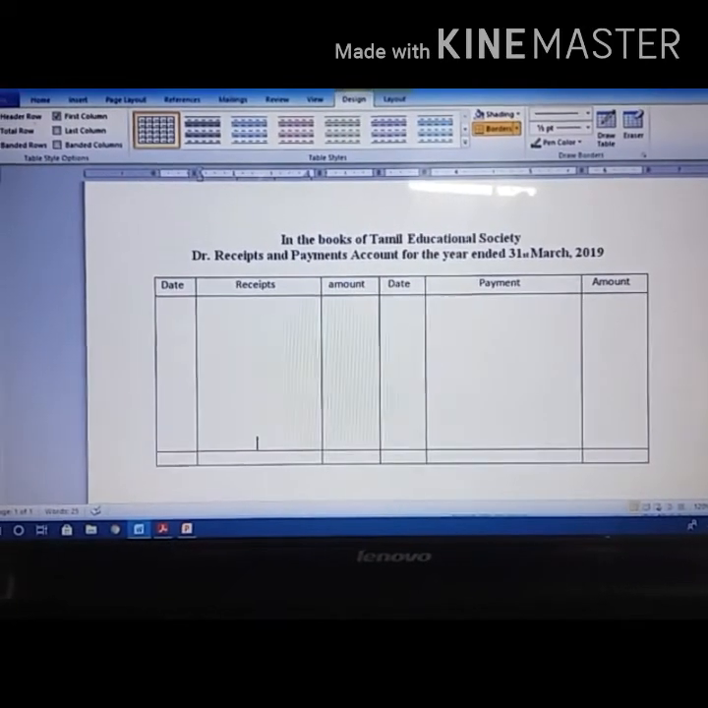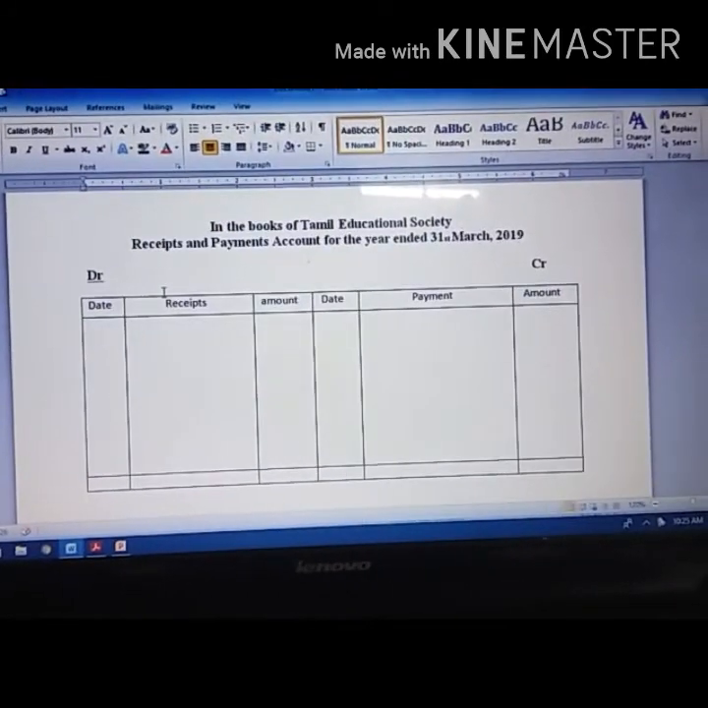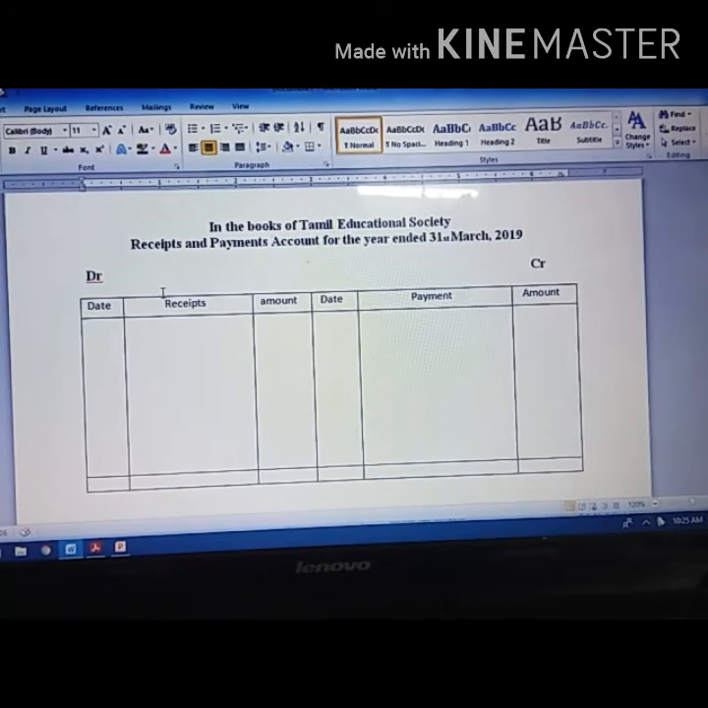So debit side, likewise you have to open. In the middle of your note you have to write like this only. If you do not write like this, then you won't get a mark. Then you must put debit on the left side and credit on the right side. So these are all the things you must write.